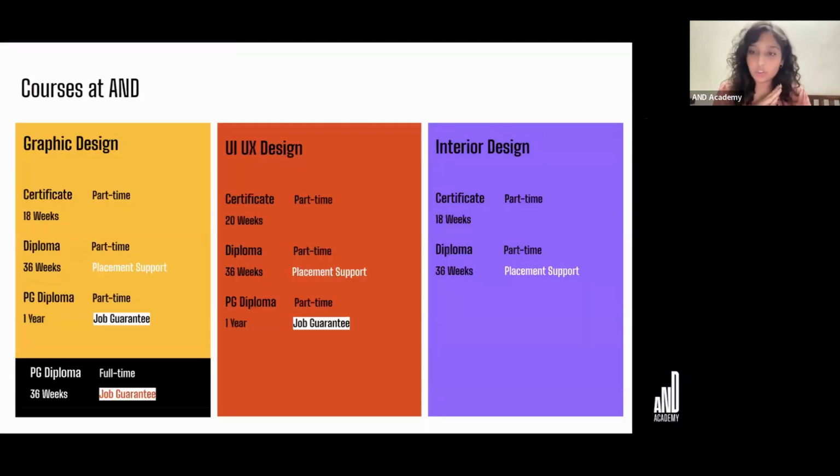We steer away from traditional models of learning by optimizing for accessibility and convenience so that you can learn and work together. Our courses are stackable, so you begin from the very fundamentals of design. You can start with a certificate, and then once you finish your certificate, you can choose to move forward for a diploma and for a PG diploma. Today, this webinar is led by our head of academics and our course manager for interior and graphic design, as I mentioned.